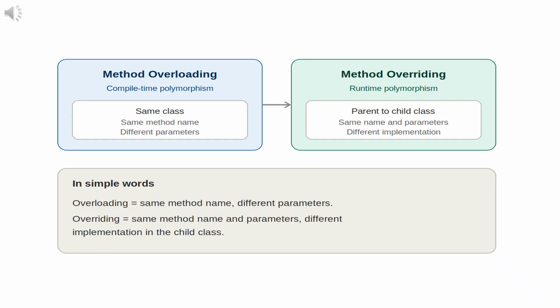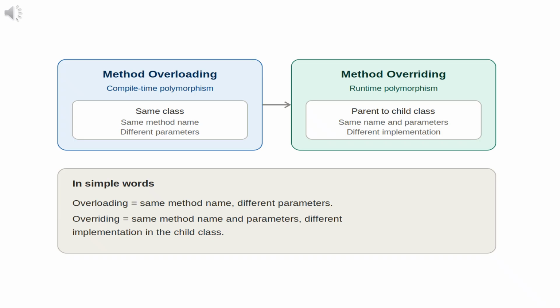Method overriding, green box, called runtime polymorphism because the decision about which method implementation actually runs is made at runtime, based on the actual object type, not the reference type. It happens between a parent class and a child class. The child provides its own implementation of a method that already exists in the parent, keeping the exact same method name and parameters, but changing what the method actually does. The arrow between the two boxes simply signals the natural comparison flow, overloading on the left, overriding on the right, not that one leads to the other.